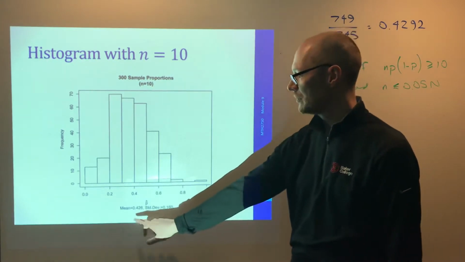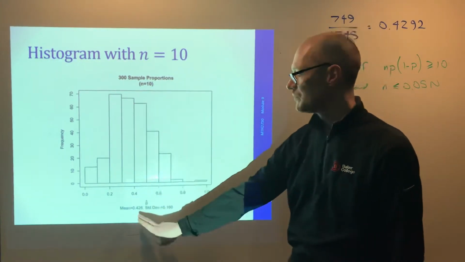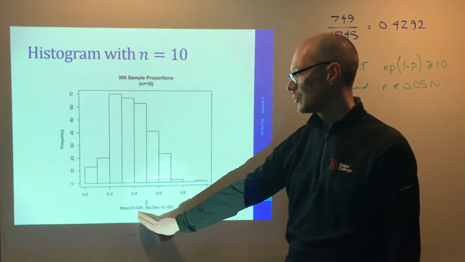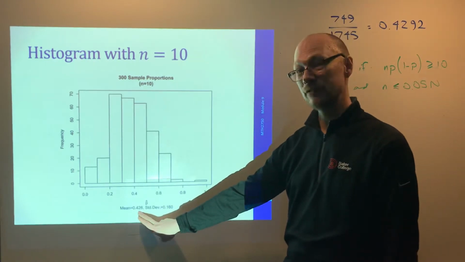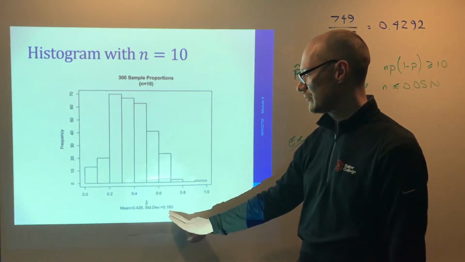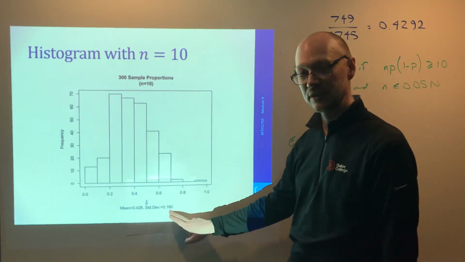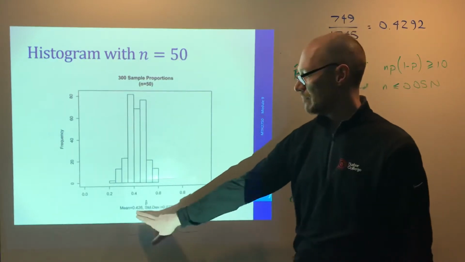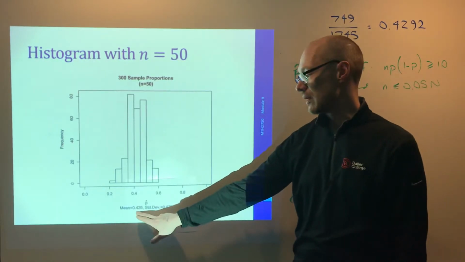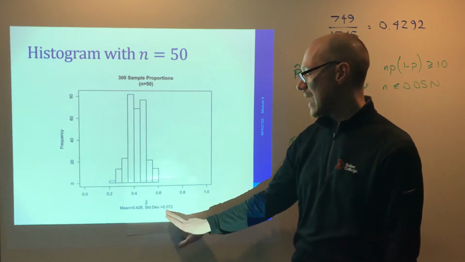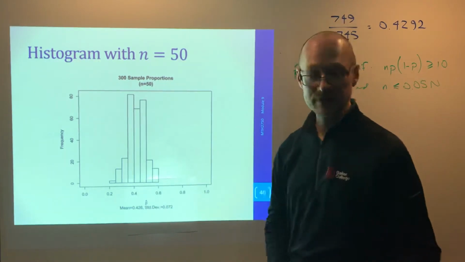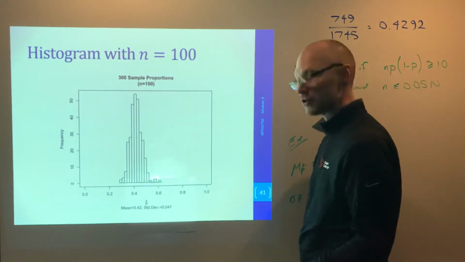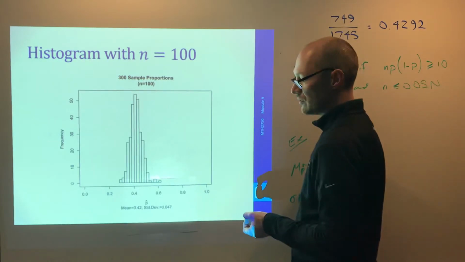In fact, you might not be able to read this, but with the size n equals 10, the mean of these 300 groups is 0.426. Is that kind of close to 0.42? The standard deviation of this one is 0.160. N equals 50: does it look even more normal? The mean, interestingly, is still right around 0.426, but the standard deviation has dropped now to 0.072. And with our group of 100, now the mean is actually that 0.42 with a standard deviation of 0.047.